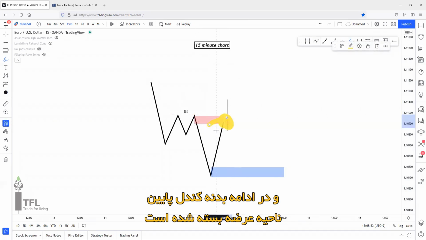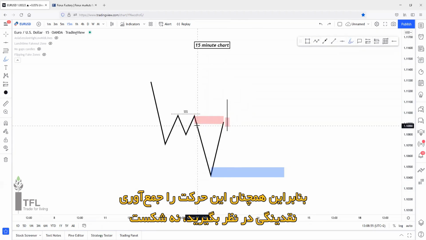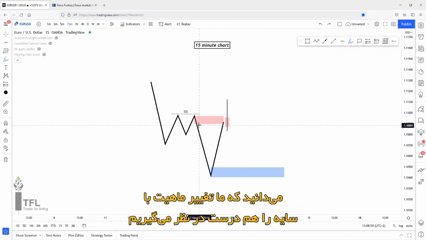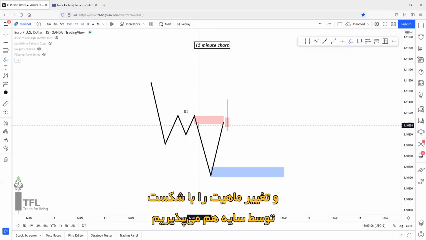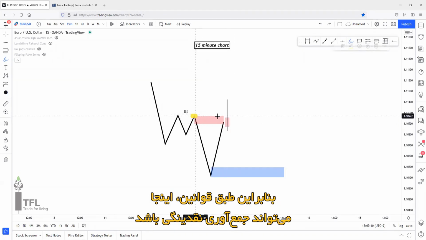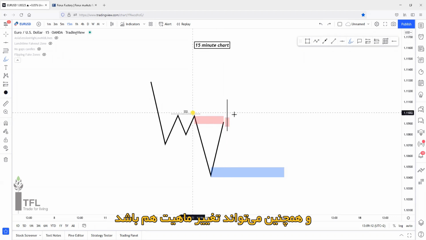The body closed below the supply zone. So I still consider this movement as a liquidity sweeping movement and not a break. But you know that we consider change of character with a wick, right? So we consider break of structure with a body break and change of character with a wick break. So according to the rules, this could be a liquidity sweep and this could be a change of character too.